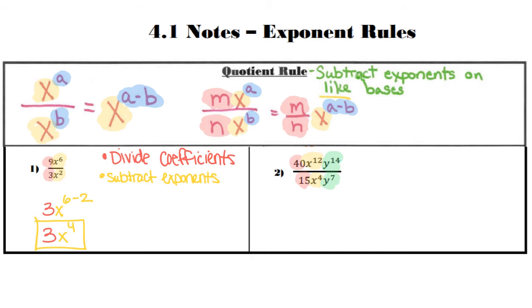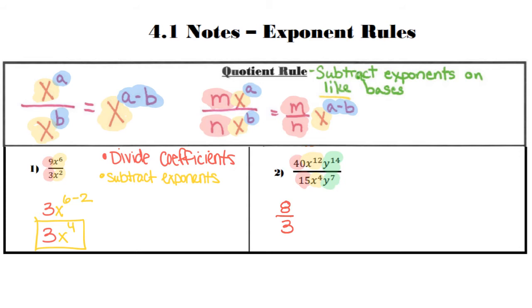So let's start with dividing the coefficients. Now when I look at 15 dividing into 40, I know 15 doesn't go into 40 an equal amount of times, but I can at least reduce that. If I think of it as a fraction, 40 over 15, I can reduce that down to 8 over 3. Okay, so both of those numbers are divisible by 5.